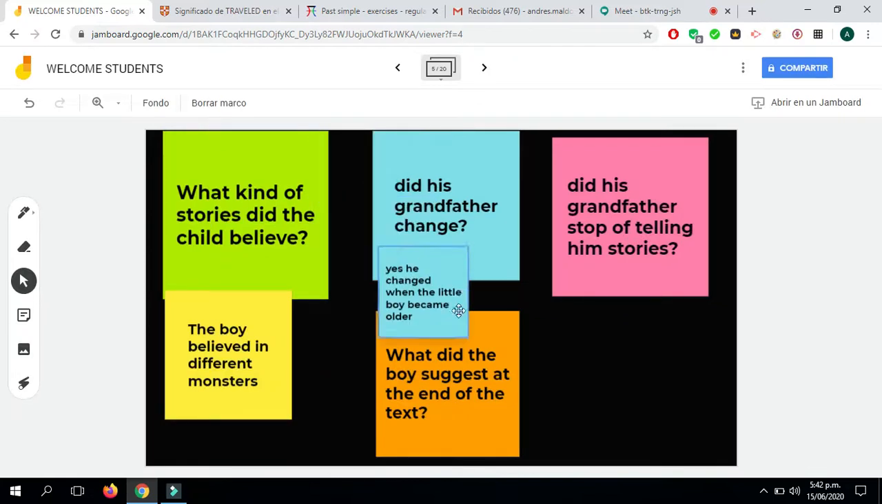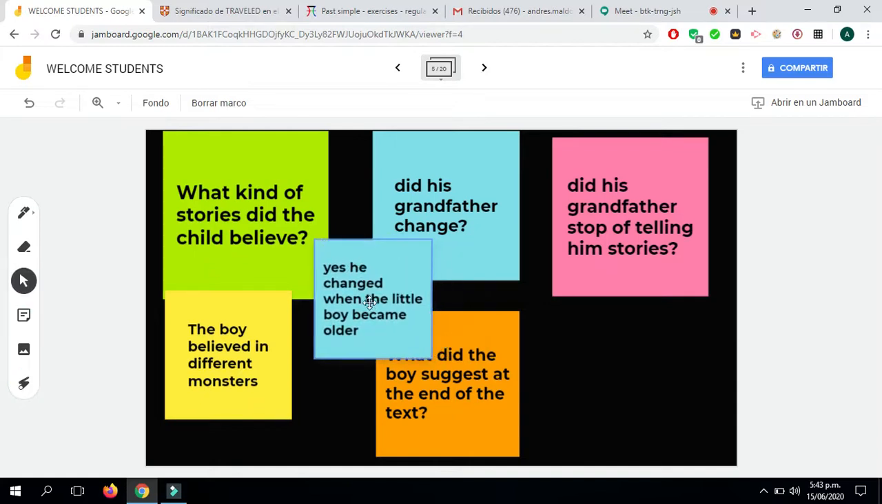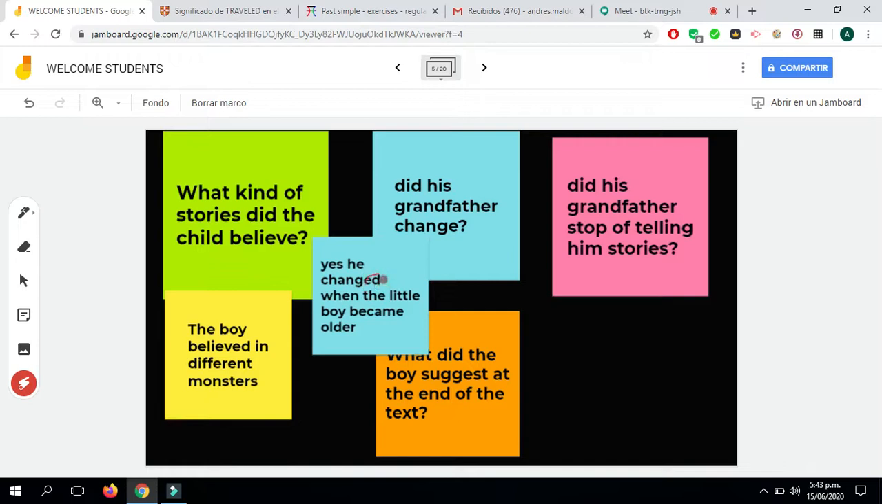his grandfather, he changed. Why? Because the little boy became older, porque el niño se volvió más grande. So his grandfather changed. Yes, he changed with ed. Why with ed? Because it's a regular verb, and I conjugate the regular verbs with ed. Yes, he changed when the little boy became older. Sí, él cambió cuando el niño se convirtió más viejo. This is an example of an irregular verb, but we're going to study the irregular verbs later. Now I want you to focus on regular verbs that go with ed or d at the end in the conjugation, en la conjugación en pasado, okay?